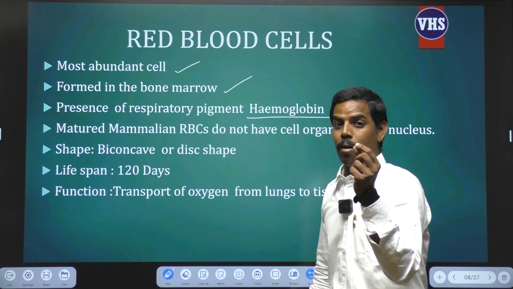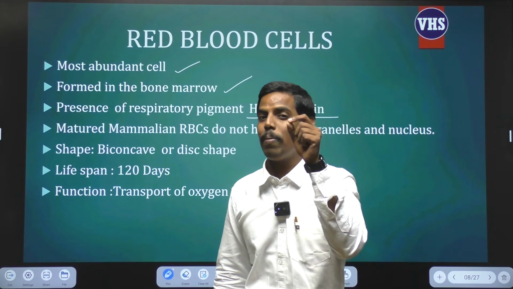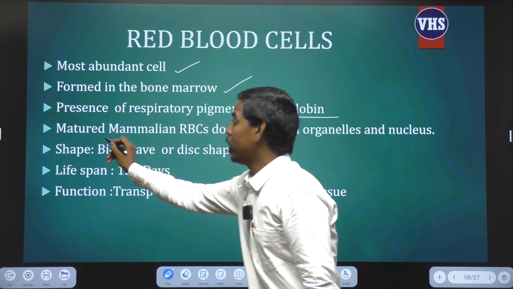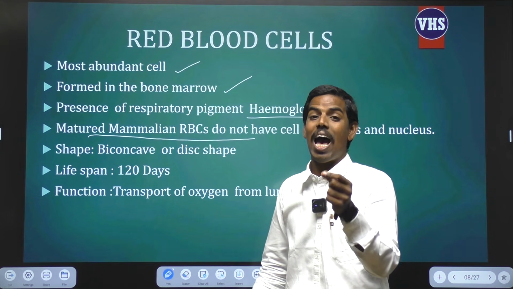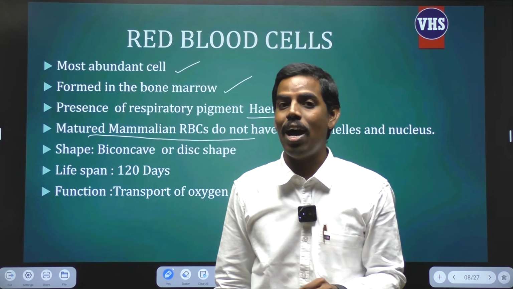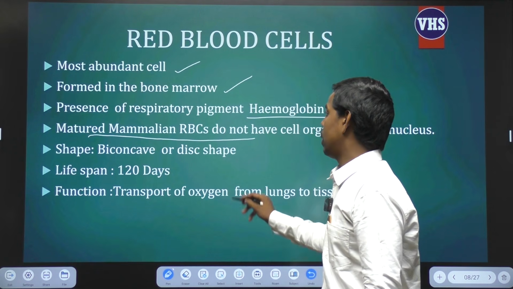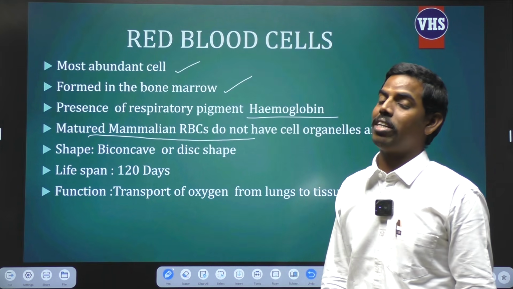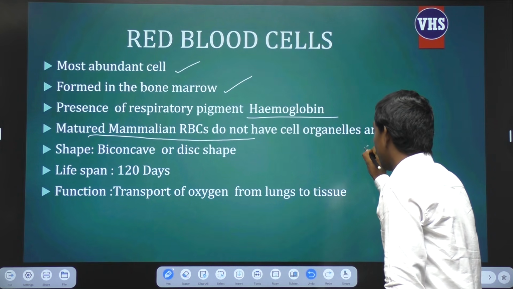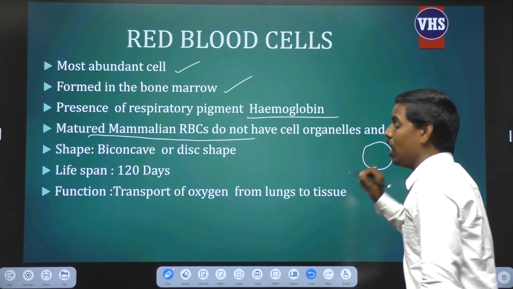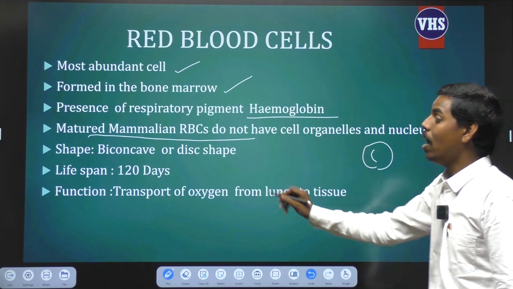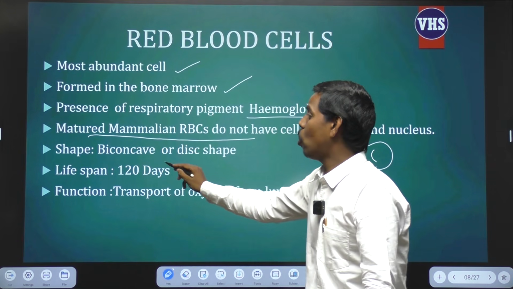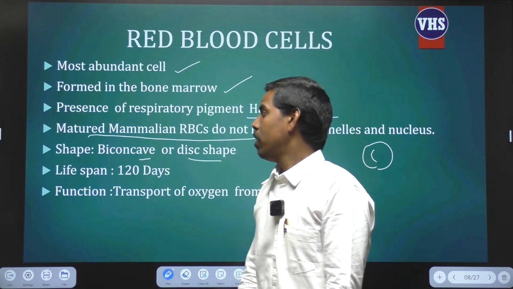The next thing, immature cells of RBC have a nucleus. But mature mammalian RBCs do not have a nucleus. Next, what is the shape of RBC? It is biconcave. The shape is biconcave, so the curve is inside. Both sides of the blood cell have a curve. That's why it is called biconcave and disc shaped.